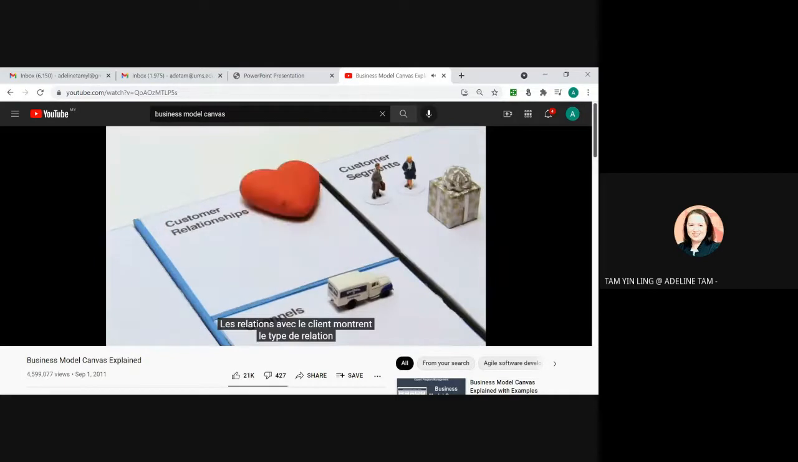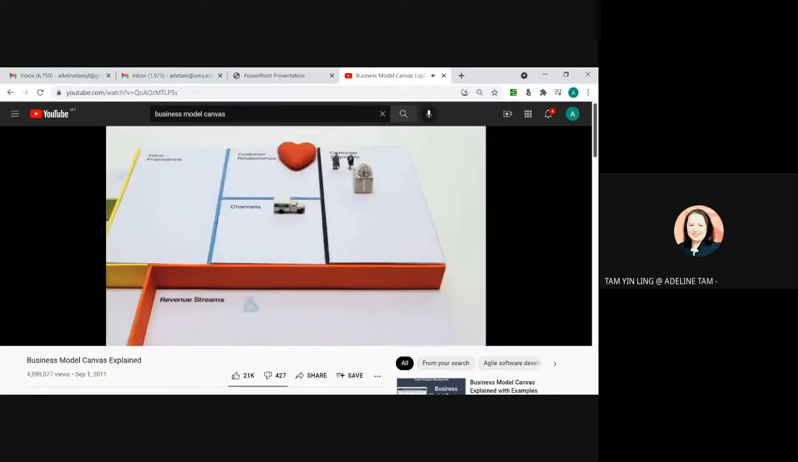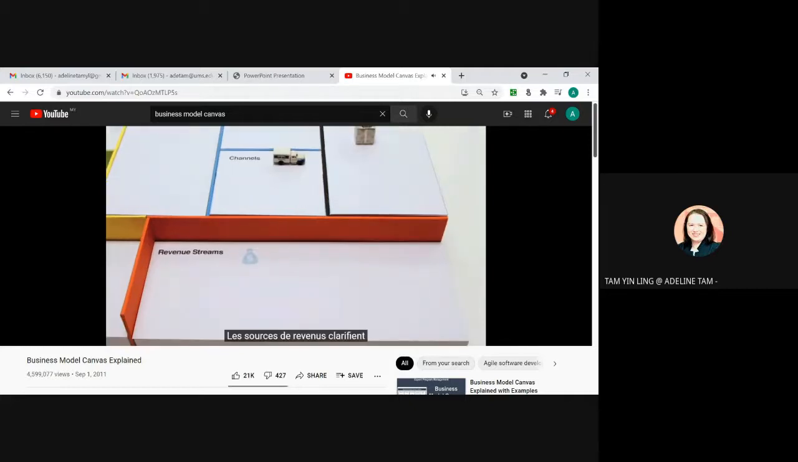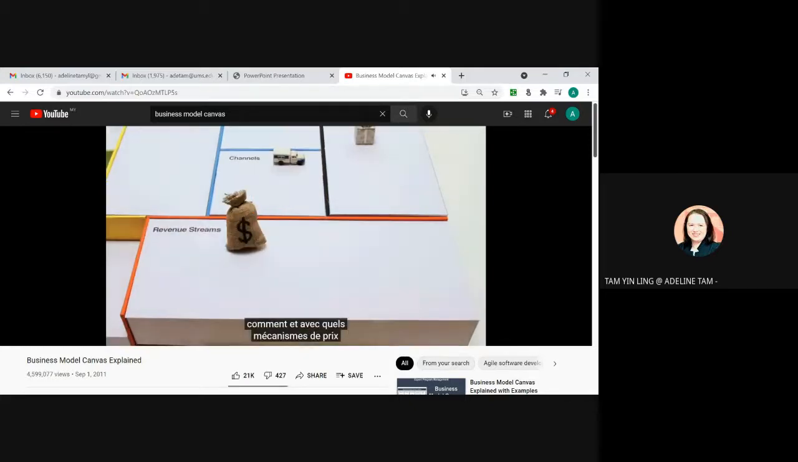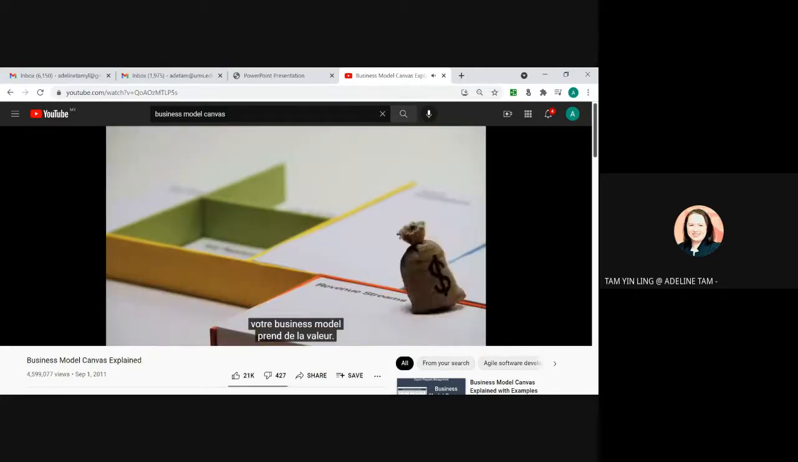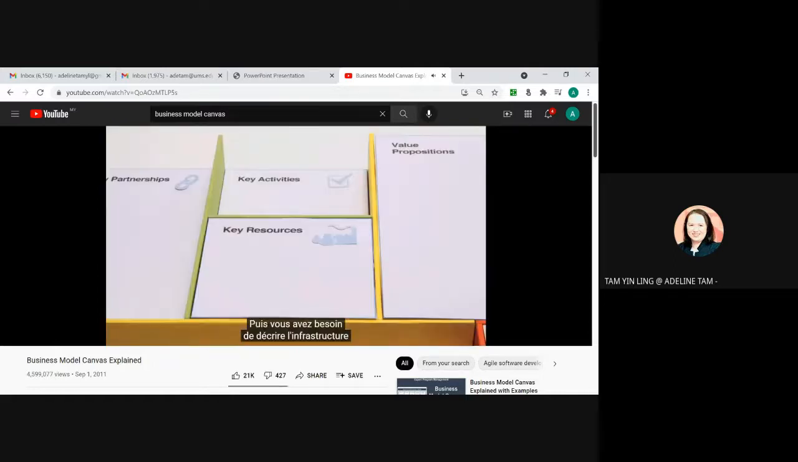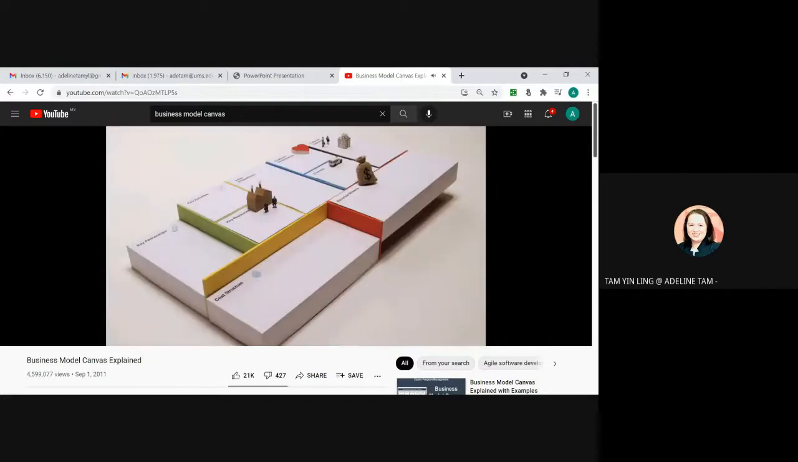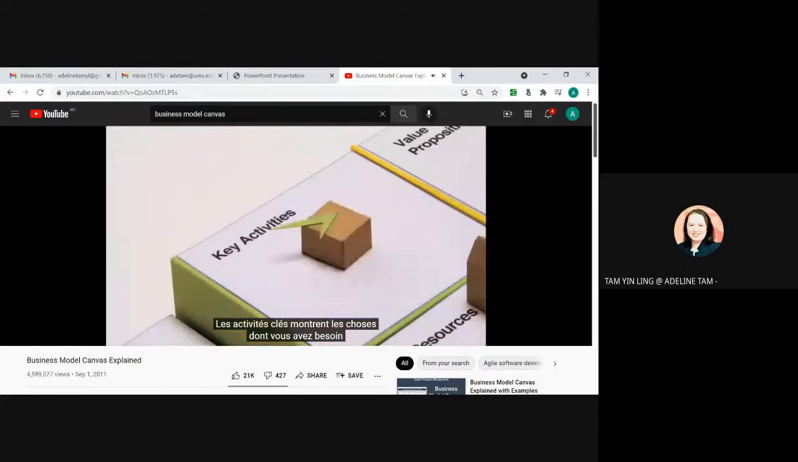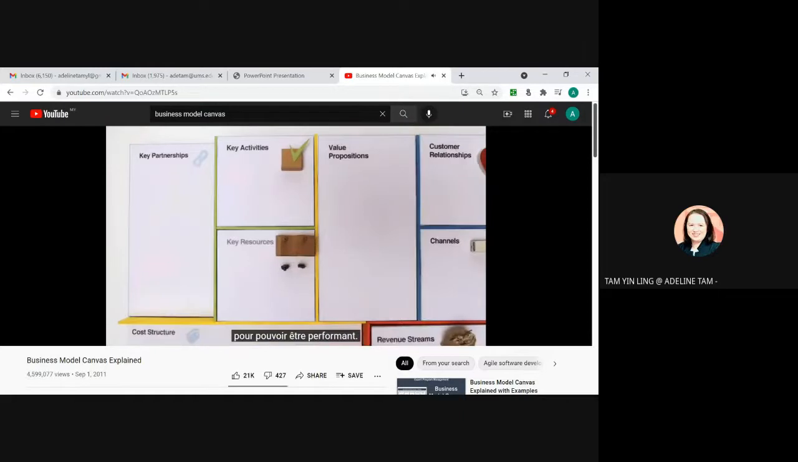Customer relationships outline the type of relationship you're establishing with your customers. The revenue streams make clear how and through which pricing mechanisms your business model is capturing value. Then you need to describe the infrastructure to create, deliver, and capture value. The key resources show which assets are indispensable in your business model. The key activities show which things you really need to be able to perform well.